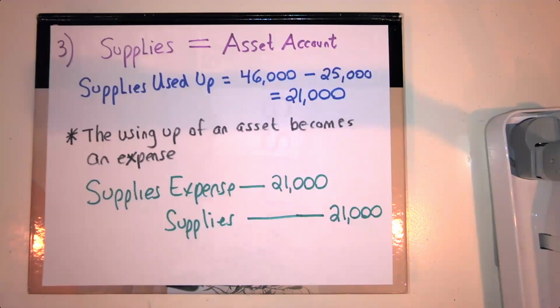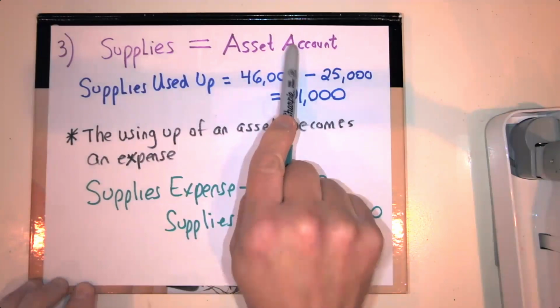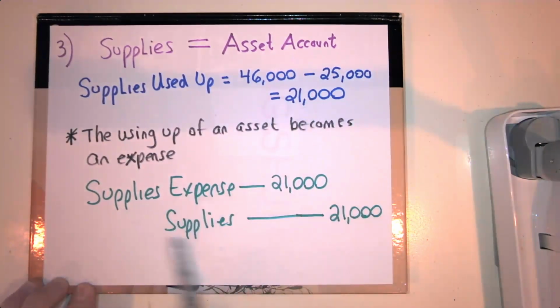The supplies is an asset. And that asset is decreasing because some of these supplies have been used up. We learned last week, asset, decrease, credit. Hence, we will credit the supplies to reduce the asset. That was a great job. Well done, Matthew.